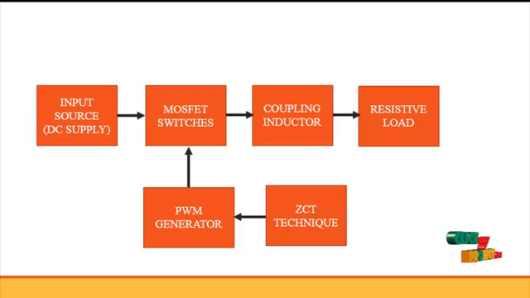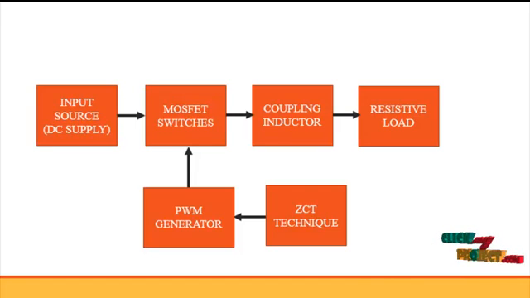The zero current transition technique is nothing but a soft switching technique. Here the capacitor C and the inductor L form a multi-resonant tank. With the help of these elements, the technique is used to conduct the current at zero transition. So the overall advantages of this technique are reduced switching losses, reduced voltage stresses and also increased efficiency. And next one, the PWM generator.